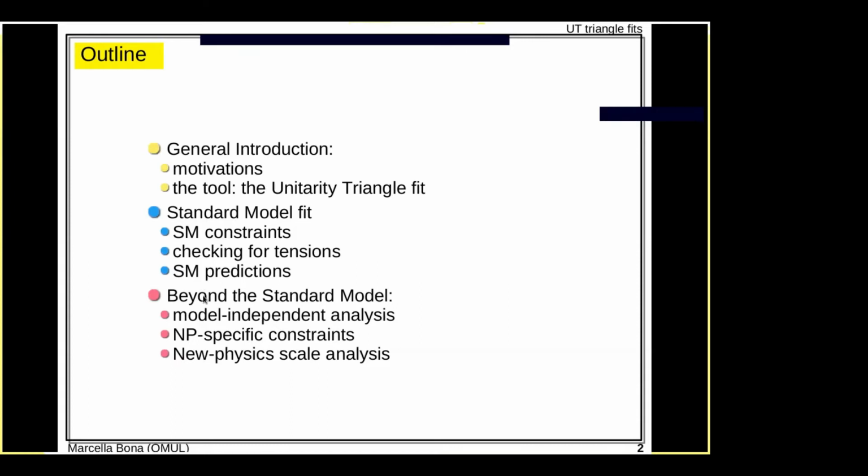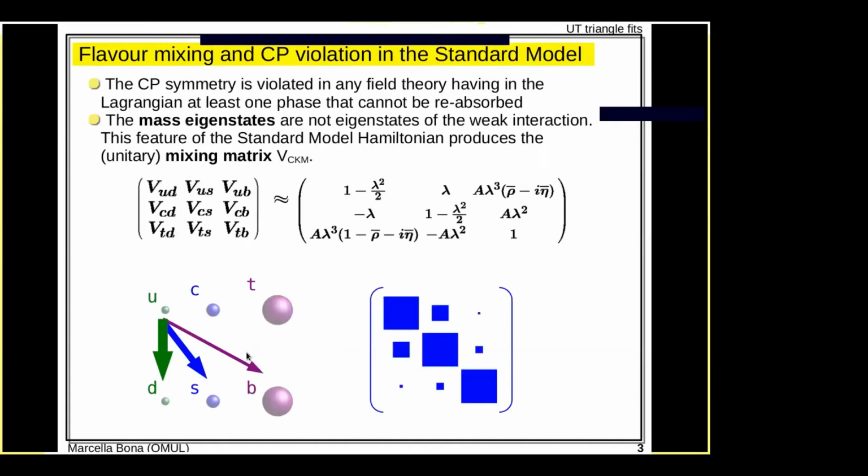And then I'll move beyond the standard model and what we can do there. There are basically two things that we can do, a model independent analysis, and I'll mention what kind of specific constraints we can use for that, and then a scale analysis that considers more specific new physics models.